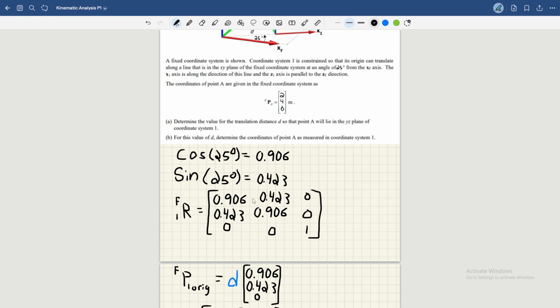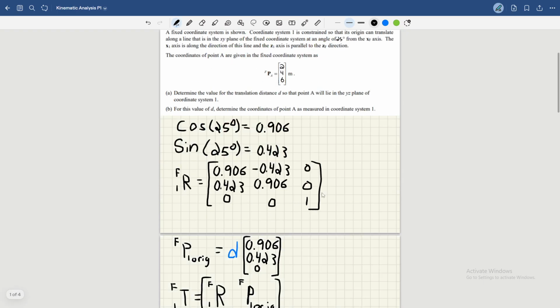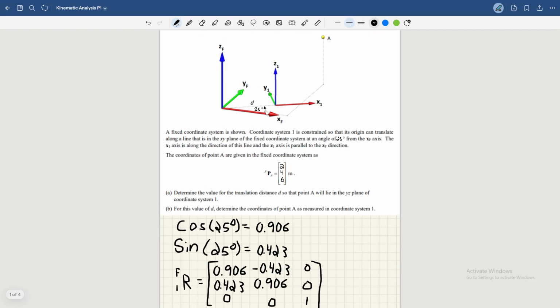And one thing I just realized is this should be a negative right here. Now you might be thinking, the rotation matrix was a 2 by 2 and this is a 3 by 3. Well, since we're working with 3 axes, it would be like this, with the z being 1 as it's not affected at all. So that's our rotation. This is dealing with the 25 degrees.